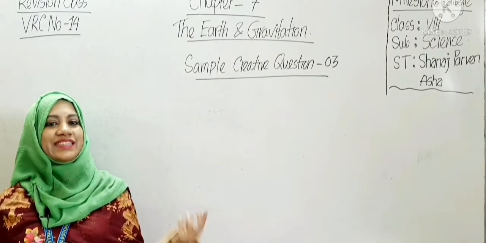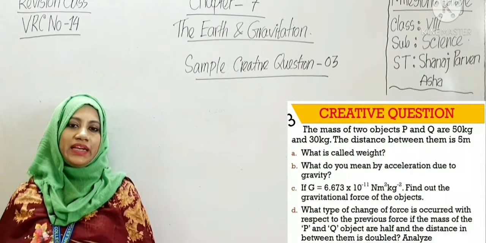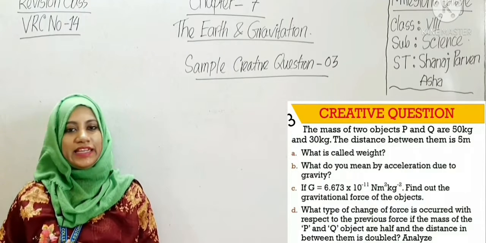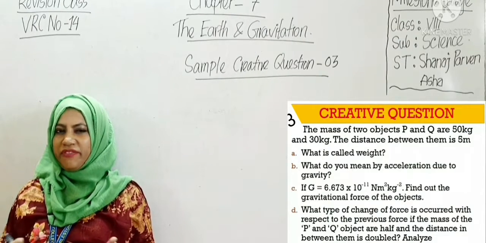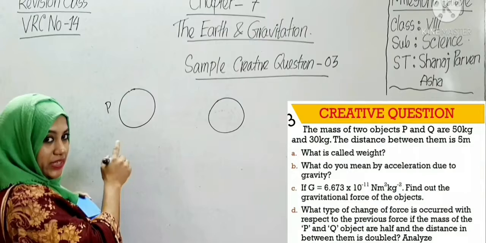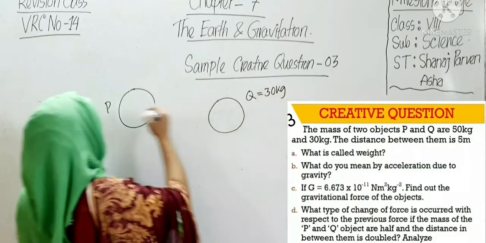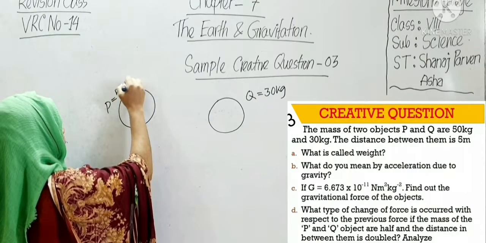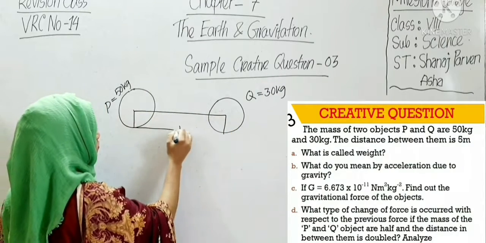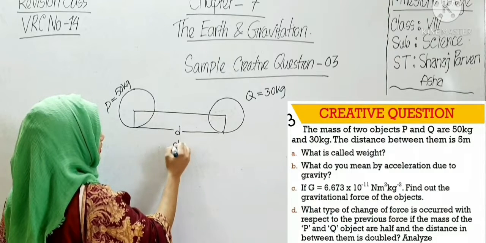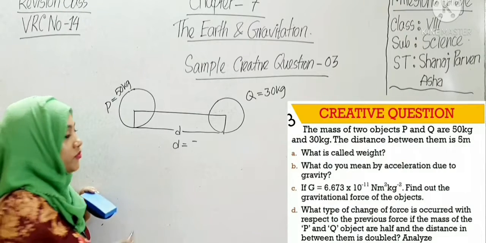Now, my dear students, this is sample credit question number 3. See, the masses of the two objects P and Q are 50 kg and 30 kg. The distance between them is 5 meters. Everything is very simple. That means this is P and this is Q. Q is 30 kg and P is 50 kg. Okay, and the distance between them, G equals how much? 5 meters.